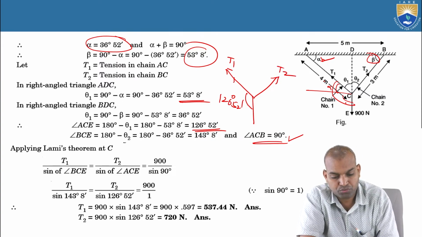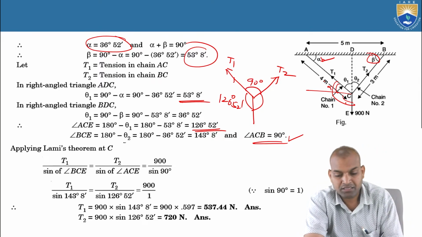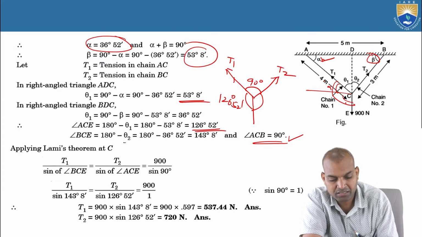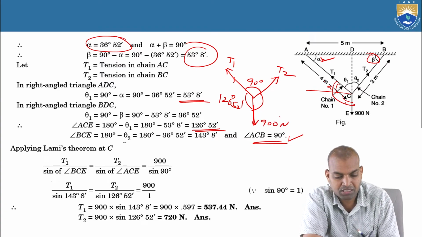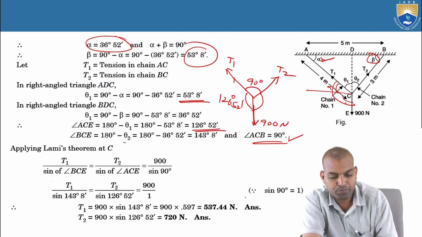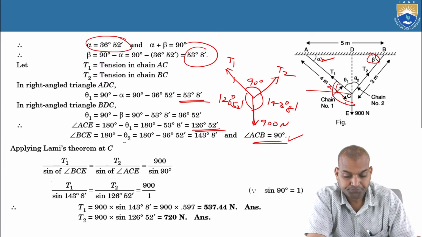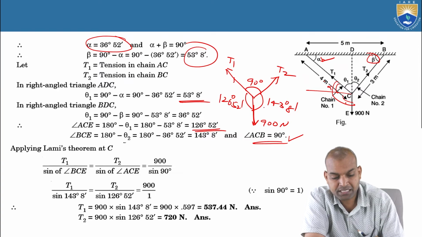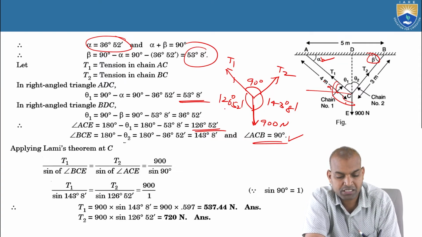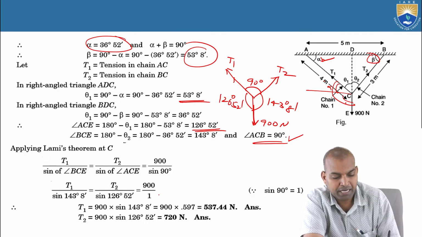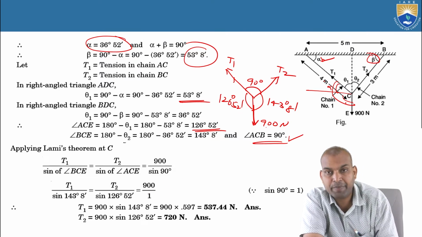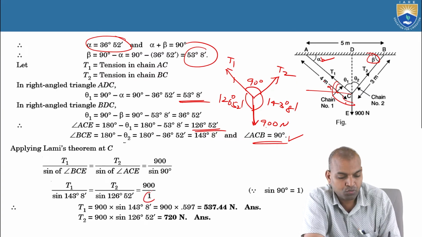Next T2. The T here, it is 90 degrees. T2 is between here, the angle between BCE. How much is it? 143.8, that is 143 degrees 8 minutes. Now here, T1 by sine 143.8 degrees equal to T2 by sine 126.52 equal to 900 by sine 90. Sine 90 equal to 1.